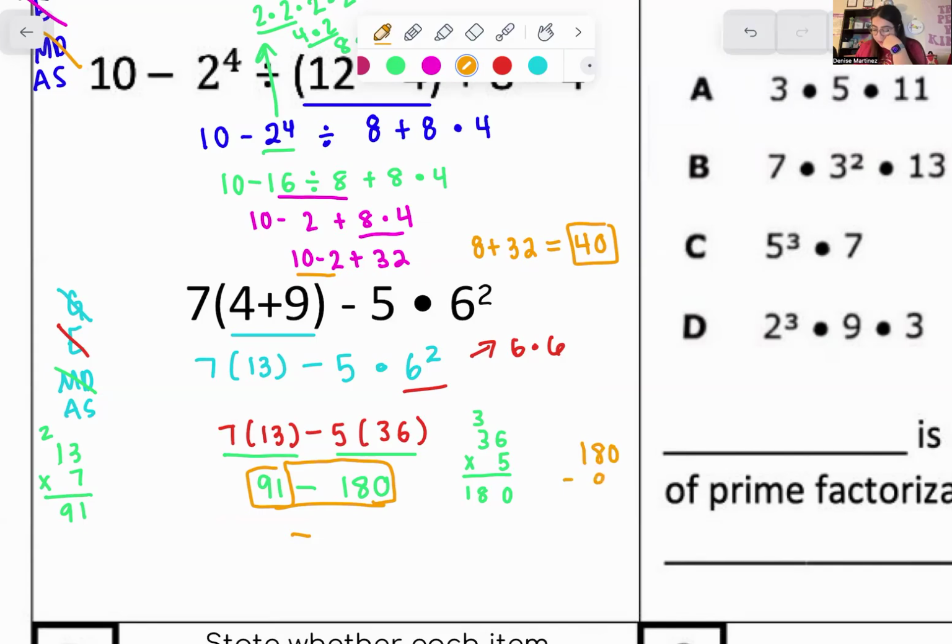180 minus 91. I'm going to borrow, make this a 17. 10, 10 minus 1 is 9. 17 minus 9 is 8. So it's a negative 89.